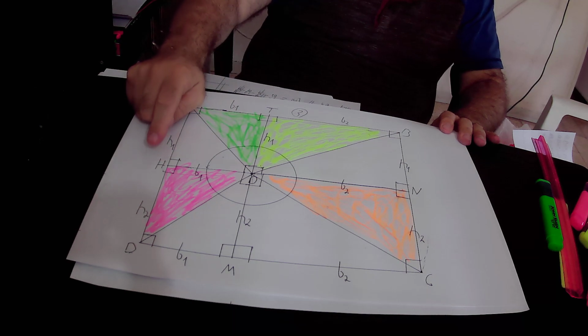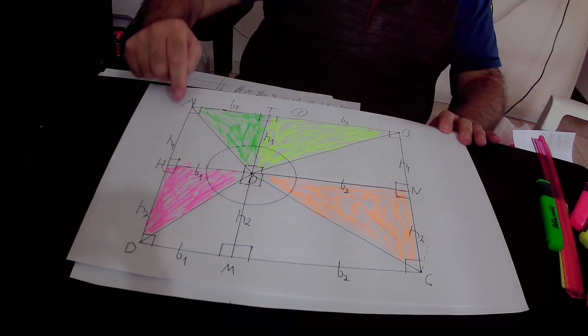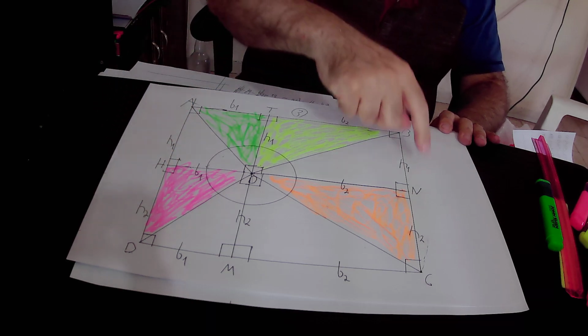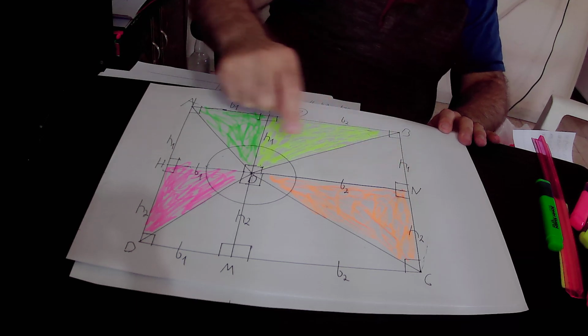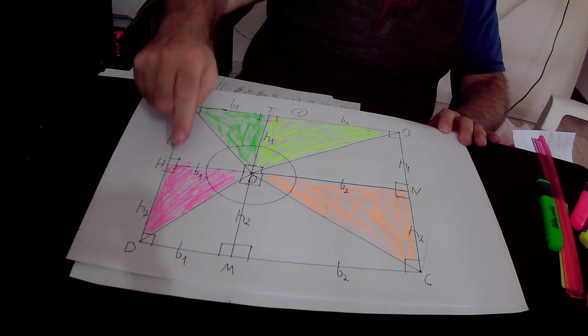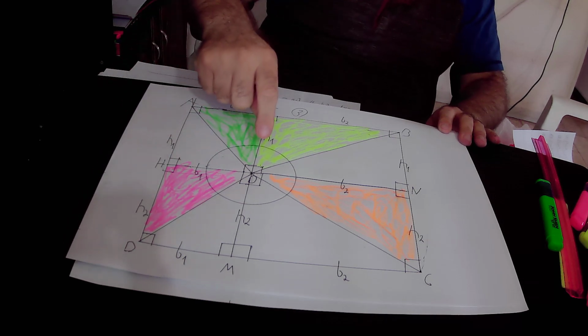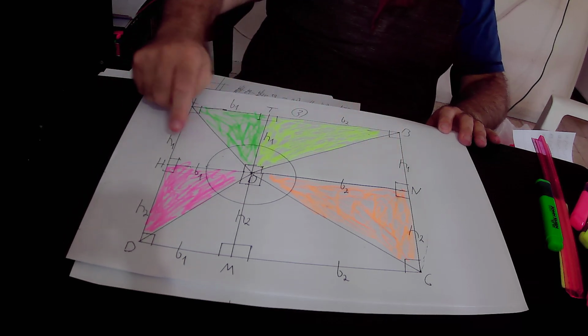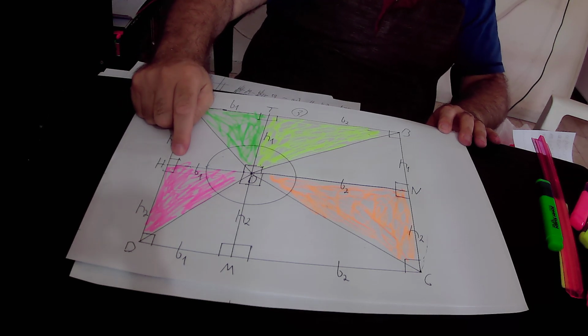Because BC is parallel to AD in rectangle ABCD, the perpendicular from point O to BC must also be perpendicular to AD. That is to say, this angle equals 90 degrees, and this angle also equals 90 degrees.